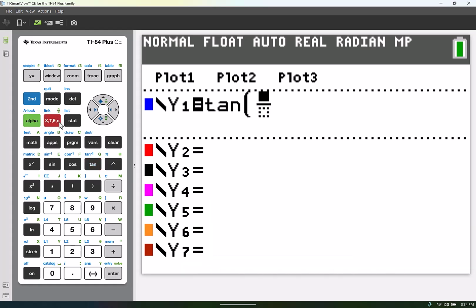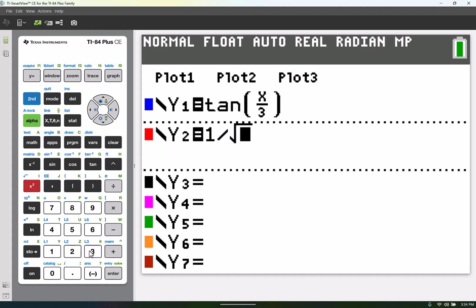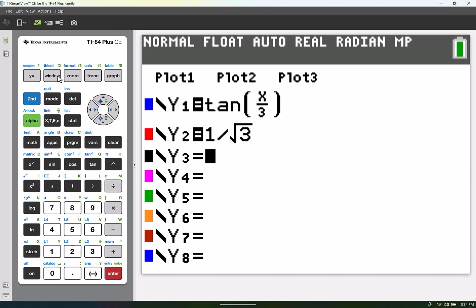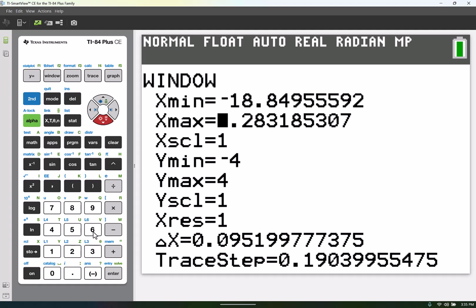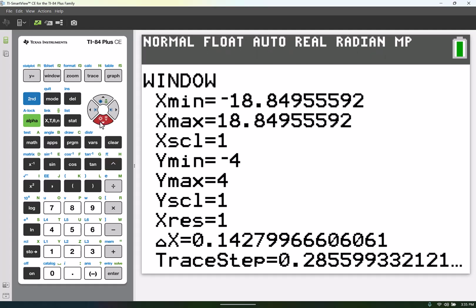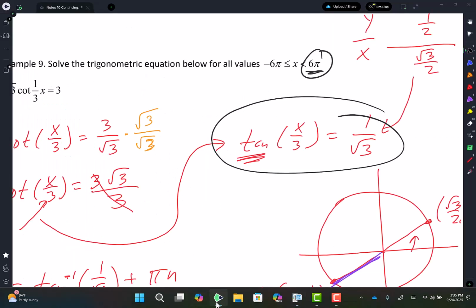I'm just going to do it for one, guys. X over 3. Don't worry, we'll be done real quick. And what was the other one? 1 divided by square root of 3. And then look, we only care about between negative 6 pi and 6 pi. And x scale by 1, that's fine. Y min, negative 10 to 10. What was my y2? Oh, 1 over square root of 3. Was it positive or negative?